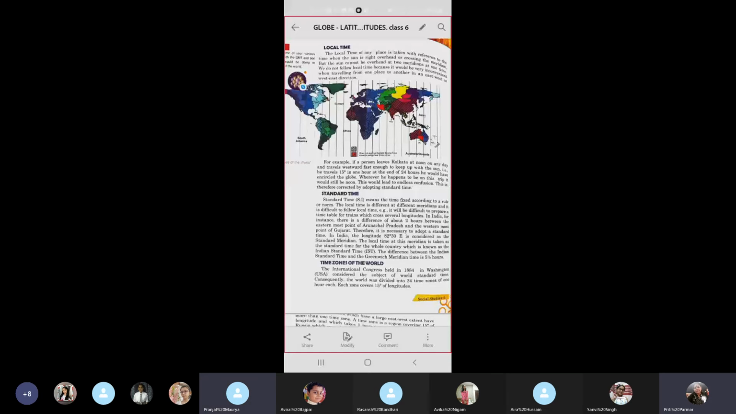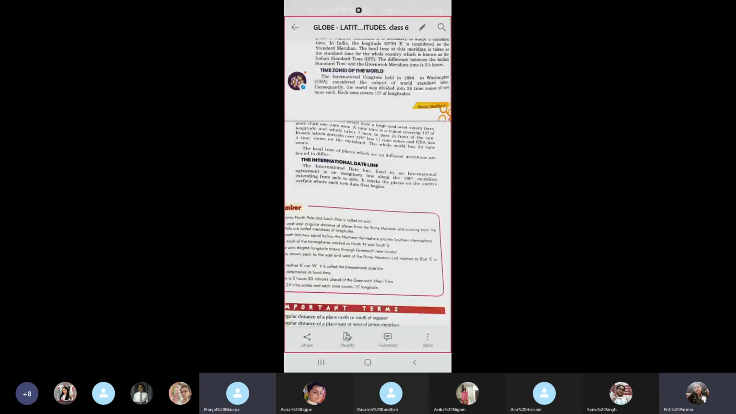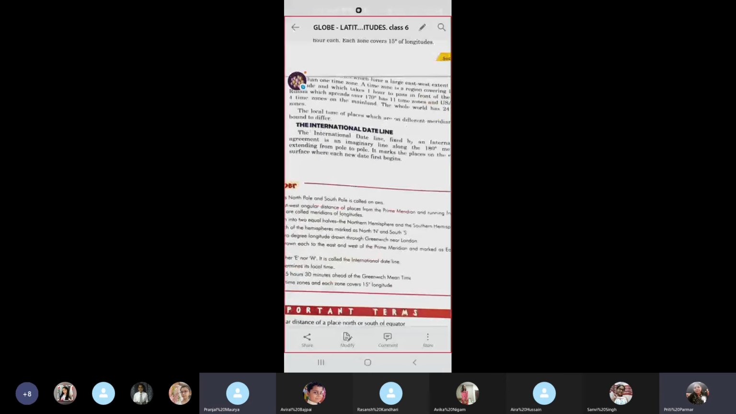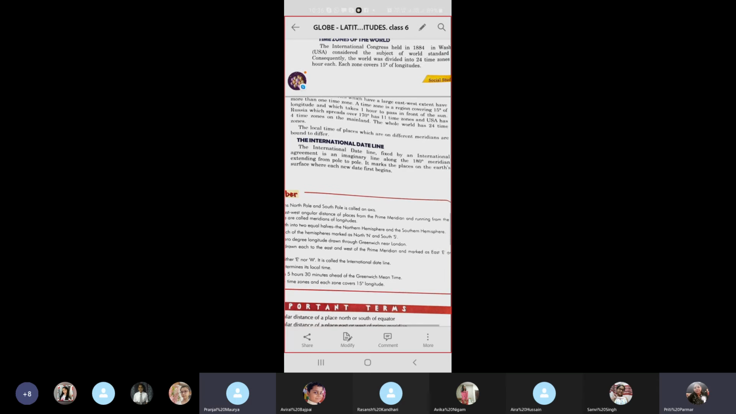Lastly, we talk of the international date line. The international date line, fixed by international agreement, is an imaginary line along the 180-degree meridian extending from pole to pole. It marks the place on the Earth's surface where each new date first begins.